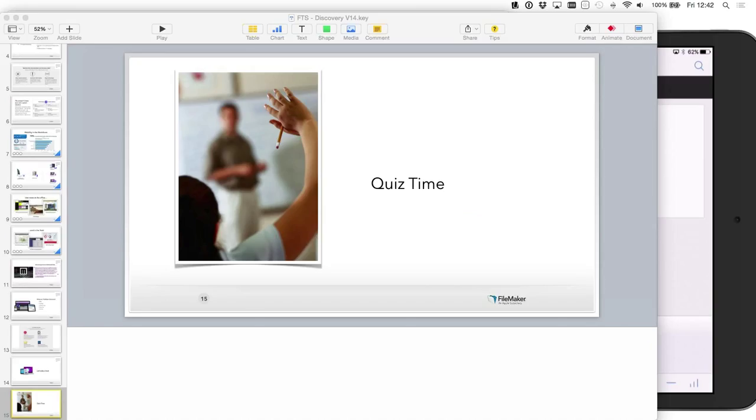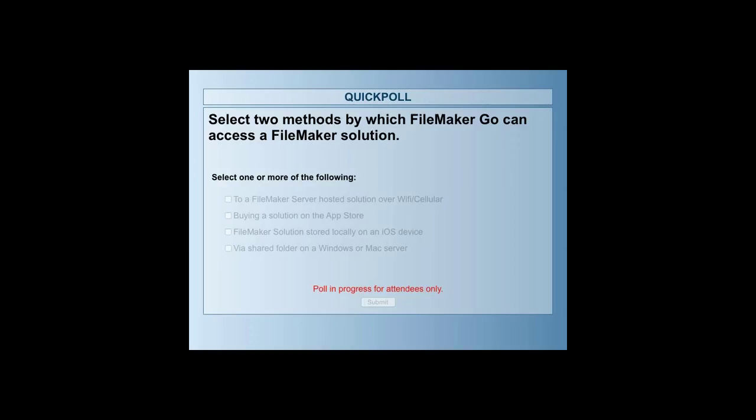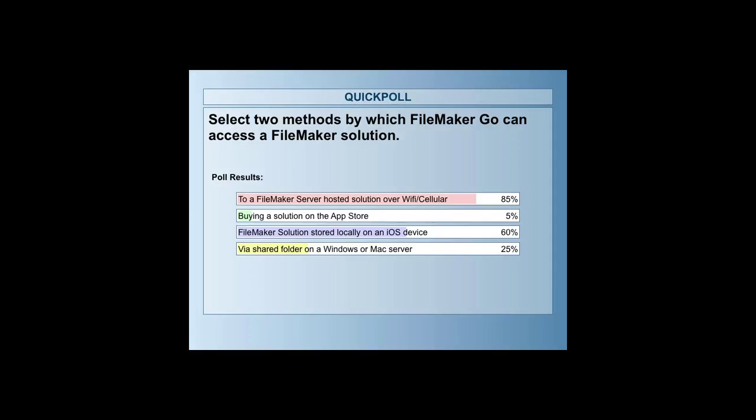And the next poll. So select 2 methods from which FileMaker Go, the iOS app, can access a FileMaker solution. This is the one everyone gets right, or at least it was the one that everyone got right. Okay, thank you for that. I'll just close that and share those results.